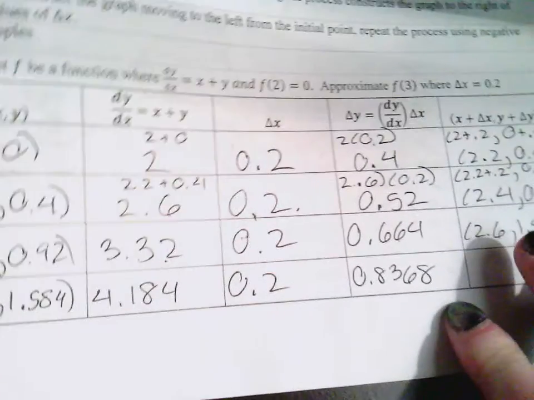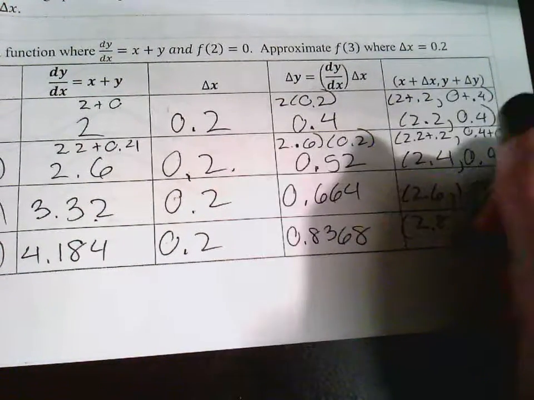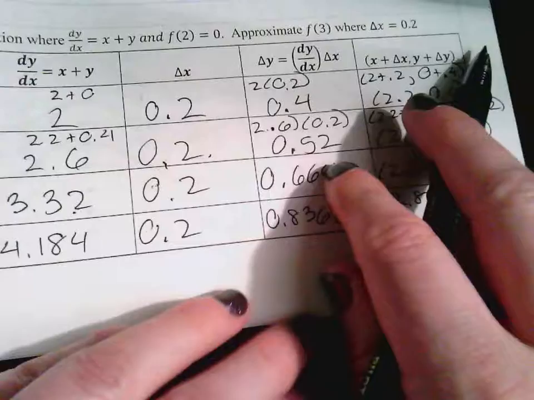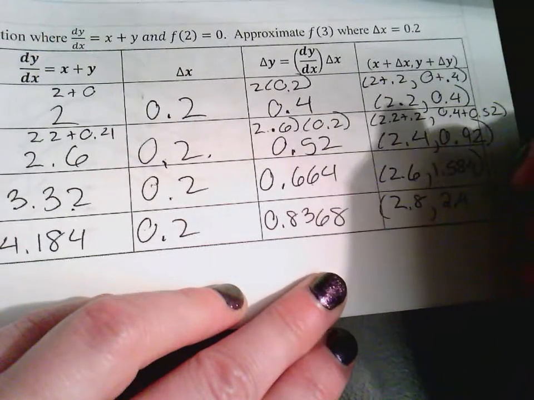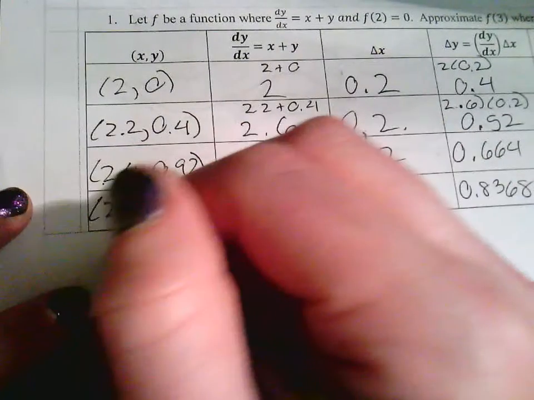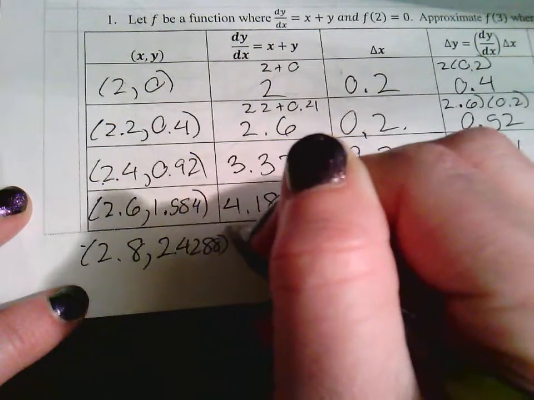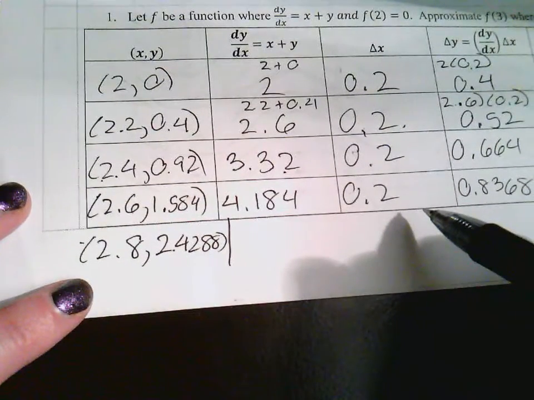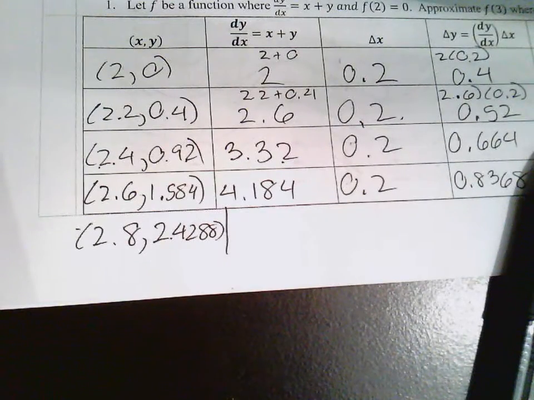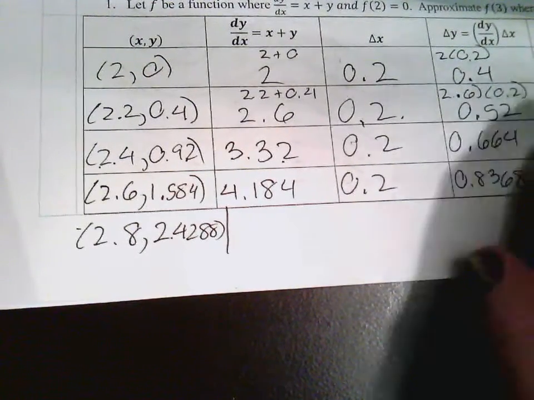x plus change in x is going to be 2.6 plus 0.2, which is 2.8. y is going to be 1.584 plus 0.8368, which is 2.4288. And that's 2.8, 2.4288. Oops, I'm going over. x plus y, 2.8 plus 2.4288. So 2.8 plus 2.4288 is 5.228.